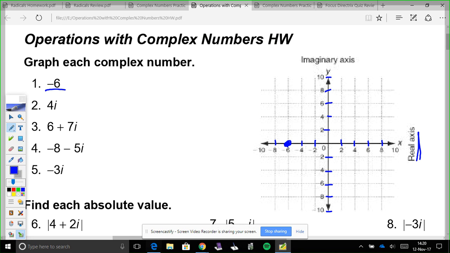Number 2, 4i, you're going to plot 4i on the imaginary axis. So on your imaginary axis, go ahead and find 4i and put a point there. I'll let you handle that.